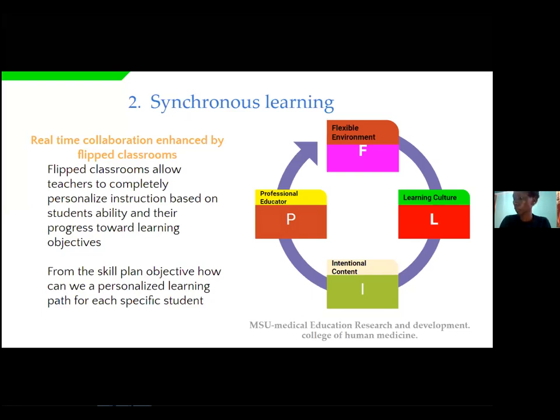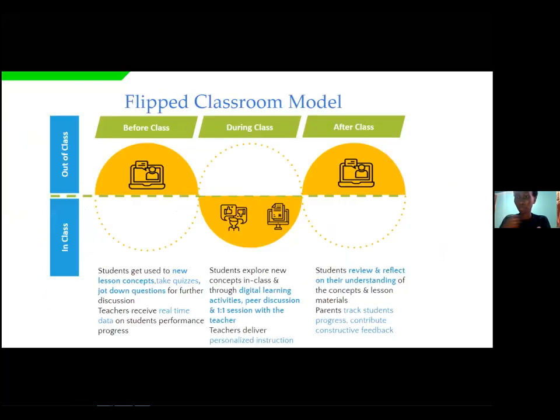So how then do we look at the flipped classroom model? A flipped classroom model is one that inverts the typical cycle of content acquisition and application, as you can see on that diagram in your slide. Students gain necessary knowledge before the class. In this case, students get used to new lesson concepts, they take quizzes, jot down questions for further discussions. And in addition, teachers receive real-time data on students' performance progress.